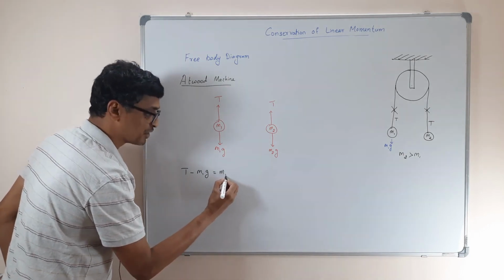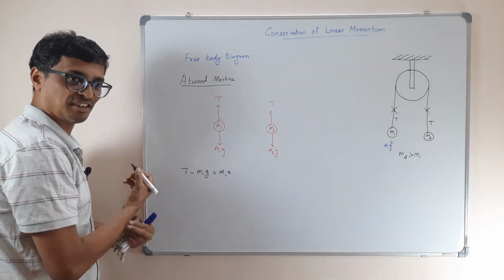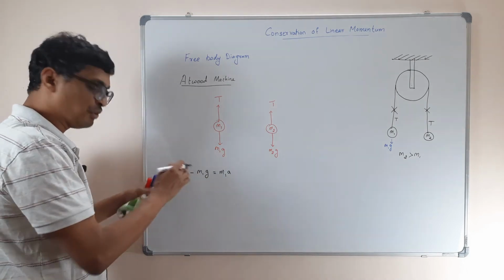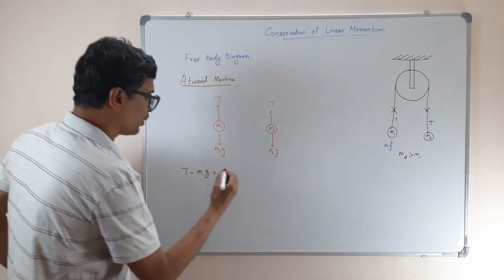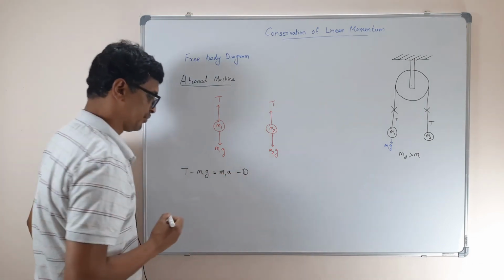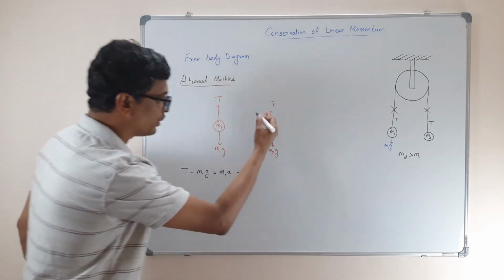This is a force equation. Remember that. Don't write the acceleration alone. This is M1A, because these are all forces. We are finding out the net resultant force. So let me call this 1. This is for the M1. So similarly, you can do it for the other one.